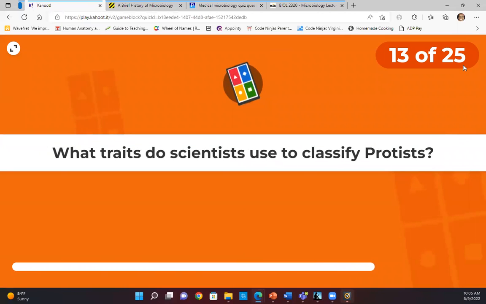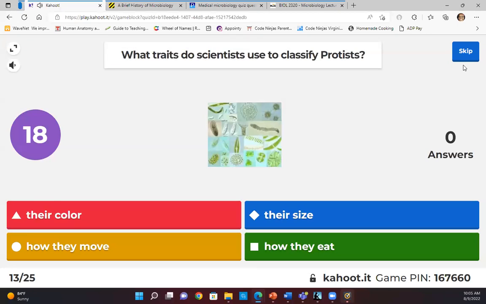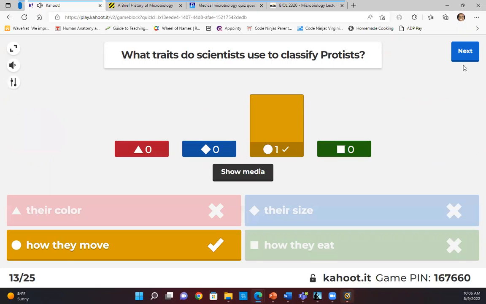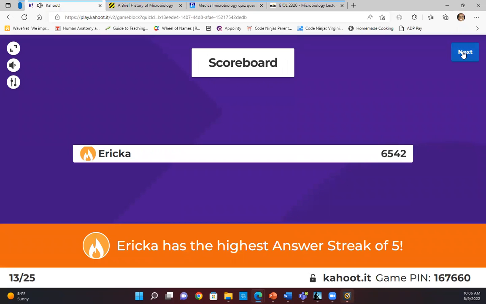Question 13. What traits do scientists use to classify protists? Their color, their size, how they move, how they eat. Okay, yes, that is correct. How they move is how they're classified.